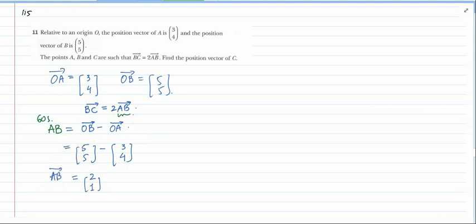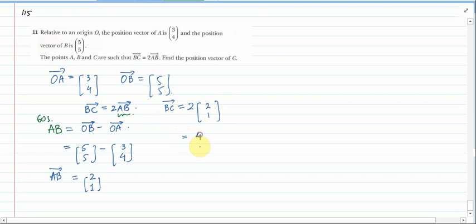Now once you have found the vector AB, you can find the vector BC. BC is equal to 2 times AB, and AB is what? It's (2, 1). So the vector BC, that will be 2 2s are 4 and 2 1s are 2. That is your vector BC.